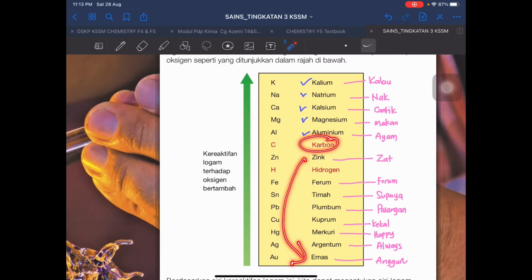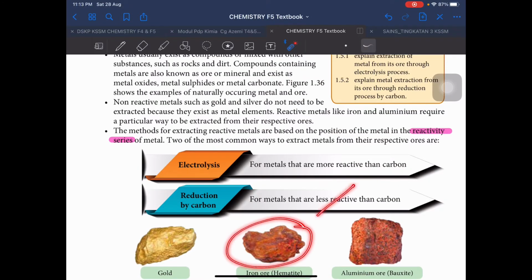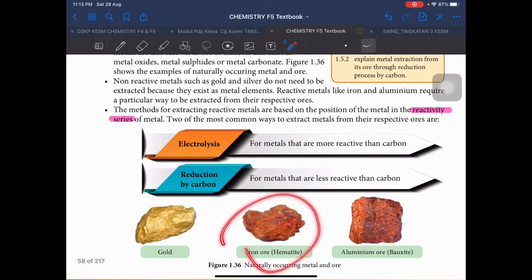Okay, so apa contoh dia yang guna reduction adalah inilah zinc, ferrum. Look at the buku teks. The buku teks is going to tell you more about iron ore, hematite, iron ore. How iron ore is going to be extracted from the bijinya, from the ores.